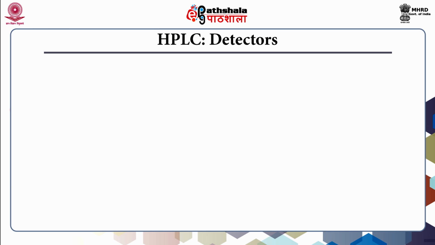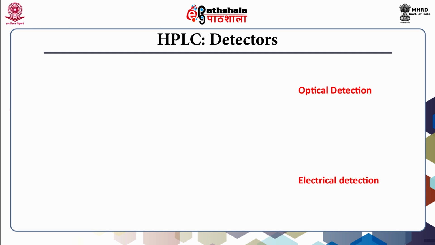So, these 9 kinds of HPLC detectors are majorly classified into 2 categories based upon the detection mechanism. The first category is called the optical detection mechanism and the second category is called the electrical detection mechanism. So, what are those particular detectors in each category?